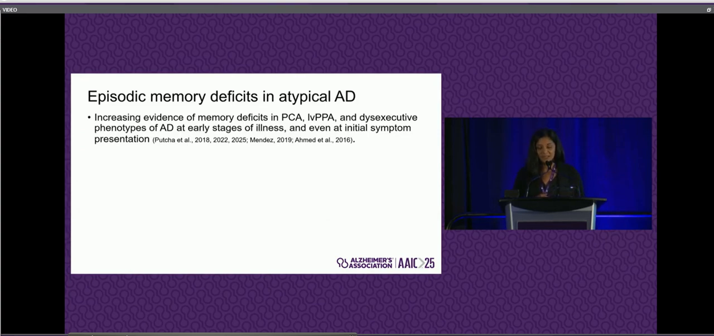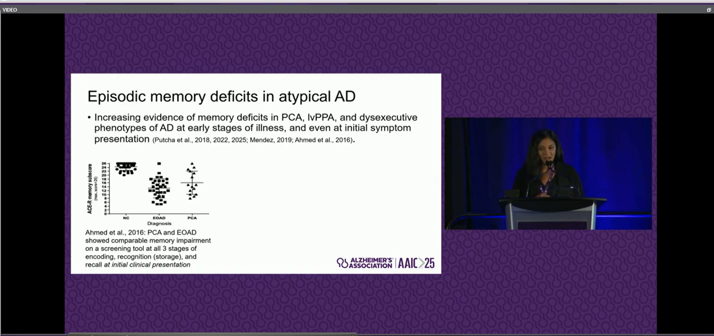There's in fact been increasing evidence of memory deficits in PCA, LVPPA, and dysexecutive phenotypes at early stages of illness. For example, Ahmed and colleagues in 2016 showed that PCA and early onset AD showed comparable memory impairment on a screening tool at all three stages of memory, encoding, storage, and recall, even at initial clinical presentation.